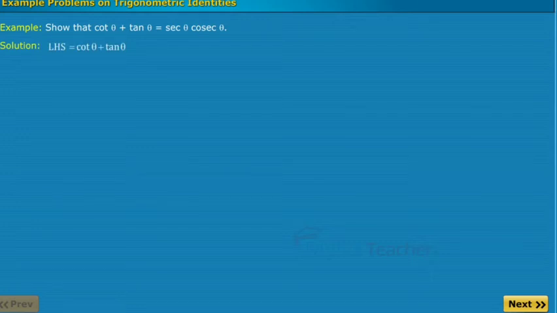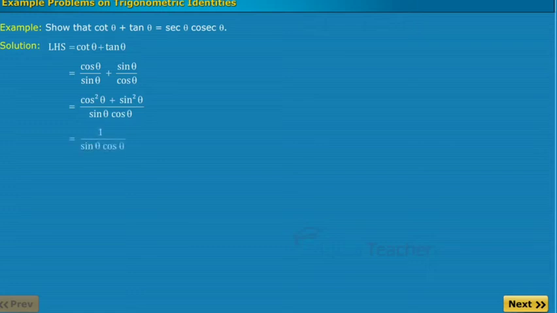Since cot theta is equal to cos theta by sin theta and tan theta equal to sin theta by cos theta, by taking LCM, we get as shown. Since cos square theta plus sin square theta equal to 1, we get 1 by sin theta cos theta. Since 1 by sin theta equal to cosec theta and 1 by cos theta equal to secant theta, which give as shown.